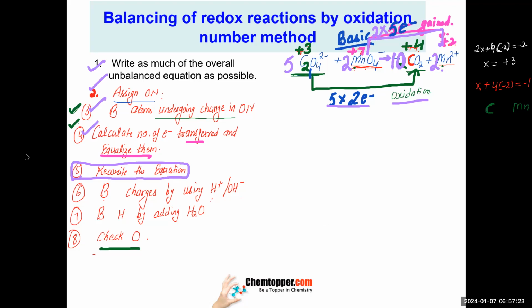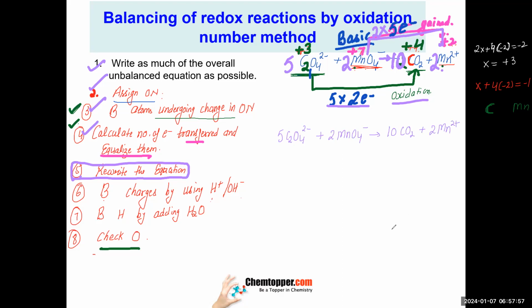Rewrite the equation. Because you see, so much work is done, so I'm not going to write the extra things. I will just focus on the equation and I'm writing it: 5 C2O4 2 minus plus 2 MnO4 1 minus giving you 10 CO2 plus 2 Mn2 plus. We are comfortable?